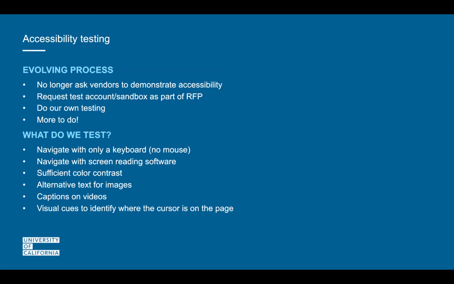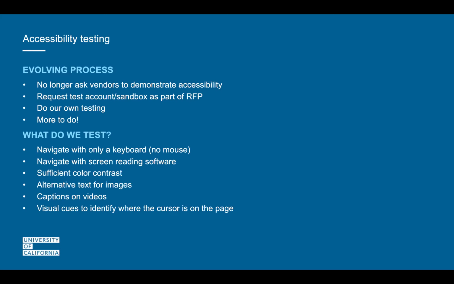We'll try to navigate with screen reading software, which is a program that reads aloud the content of a web page or a screen to a person who's blind or has low vision. We'll check for sufficient color contrast between the text color and the background color to help people with colorblind difficulties. And we'll check that images have alternative text to ensure an equivalent experience is provided to people who are blind or have low vision to help them understand what they can't see.